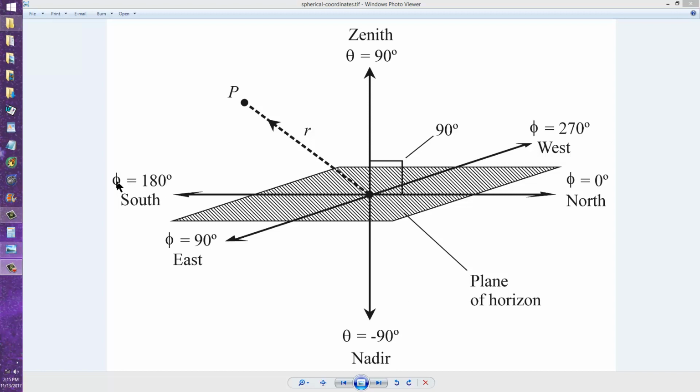The angle phi can go all the way around the compass directions, starting with 0 degrees at north and going clockwise. 90 degrees goes east, 180 degrees goes south, 270 degrees goes west. And then of course the radius r is how far away that point P, Papa, is from you. So according to these two angles and one radius, you have what is known as spherical coordinates.